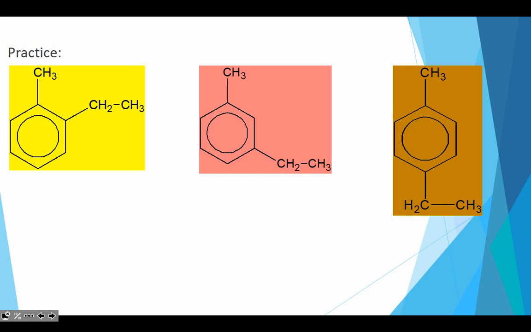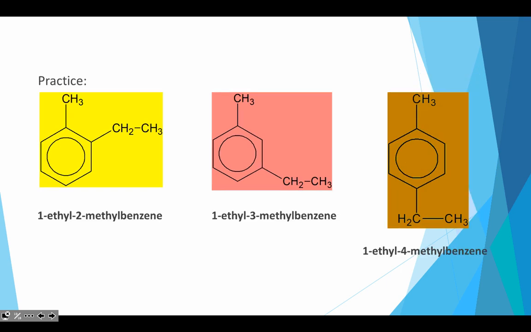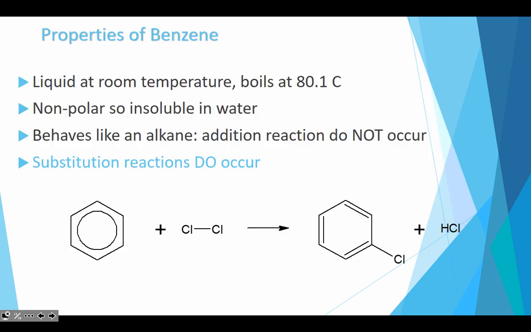So here's some practice. You can pause the podcast, try to name these, and then play to check the answers. And the answers: 1-ethyl 2-methylbenzene, 1-ethyl 3-methylbenzene, and 1-ethyl 4-methylbenzene. No big deal. Here it's more like, listen, we're starting with ethyl because it's alphabetical. And yeah, so make sure the ethyl is 1.